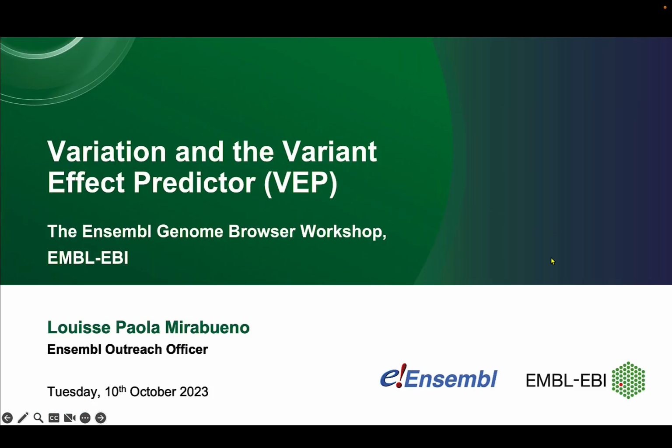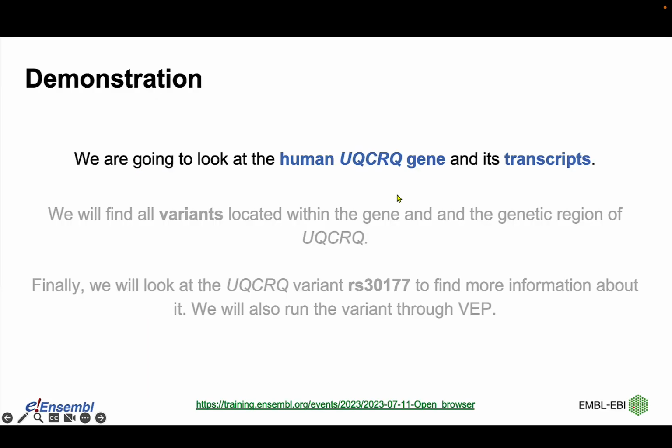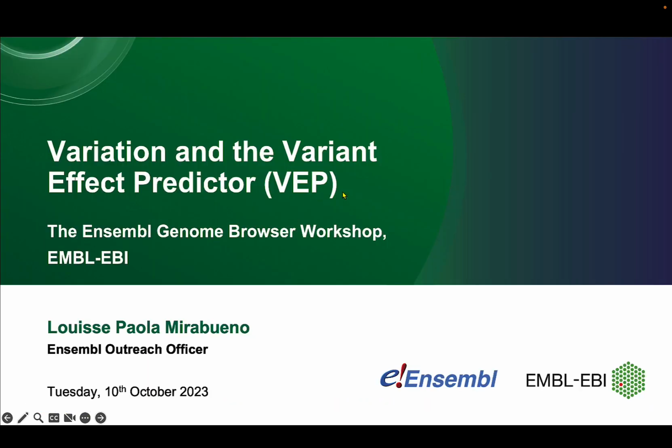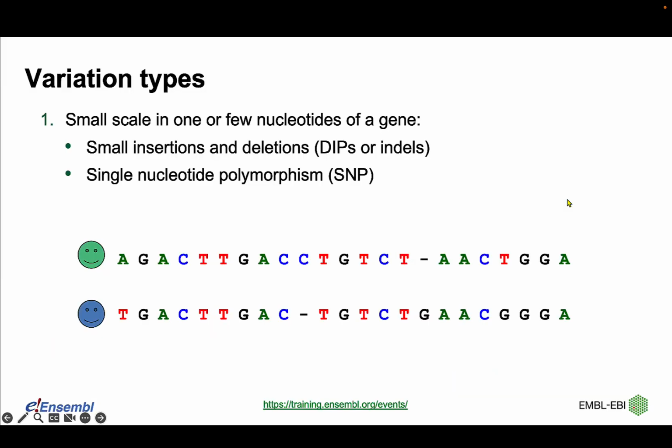Okay, next I want to talk about the variation data in Ensembl, and we're going to look at how to use the Variant Effect Predictor, or VEP. So let's talk about variation types first. We can group variants according to their size or the number of nucleotides that are affected. Variations can come in a small scale where only one or a few nucleotides of a gene are involved.